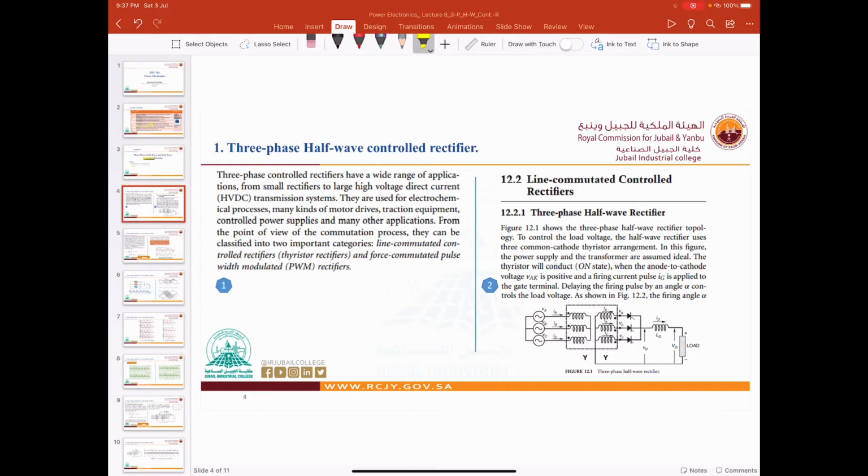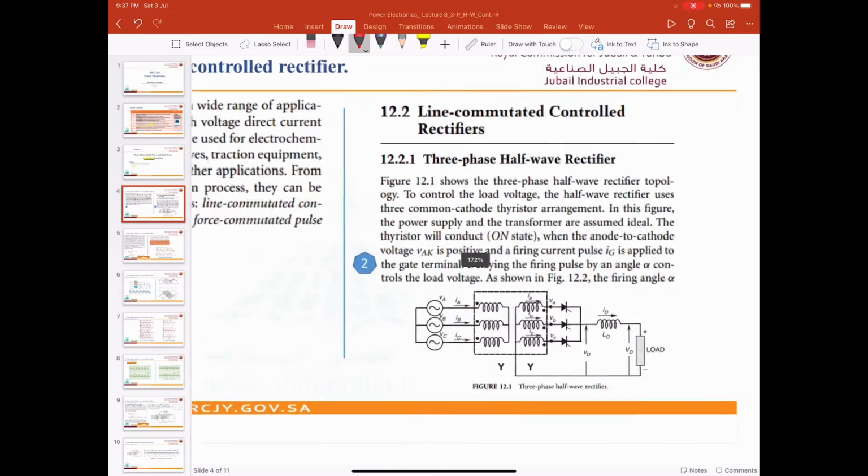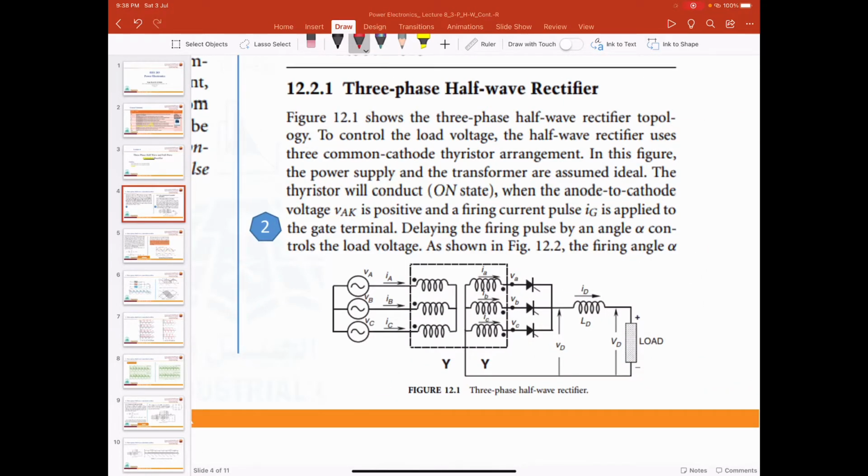Now, as you can see here, shabab, the three-phase half-wave controlled rectifier is basically having, can you see here, shabab, on the right side, a three-phase AC supply, right? And we have a load here, right? And the voltage here should be in DC, right? This is AC, this is DC. In between, shabab, we have three thyristors here, three thyristors.